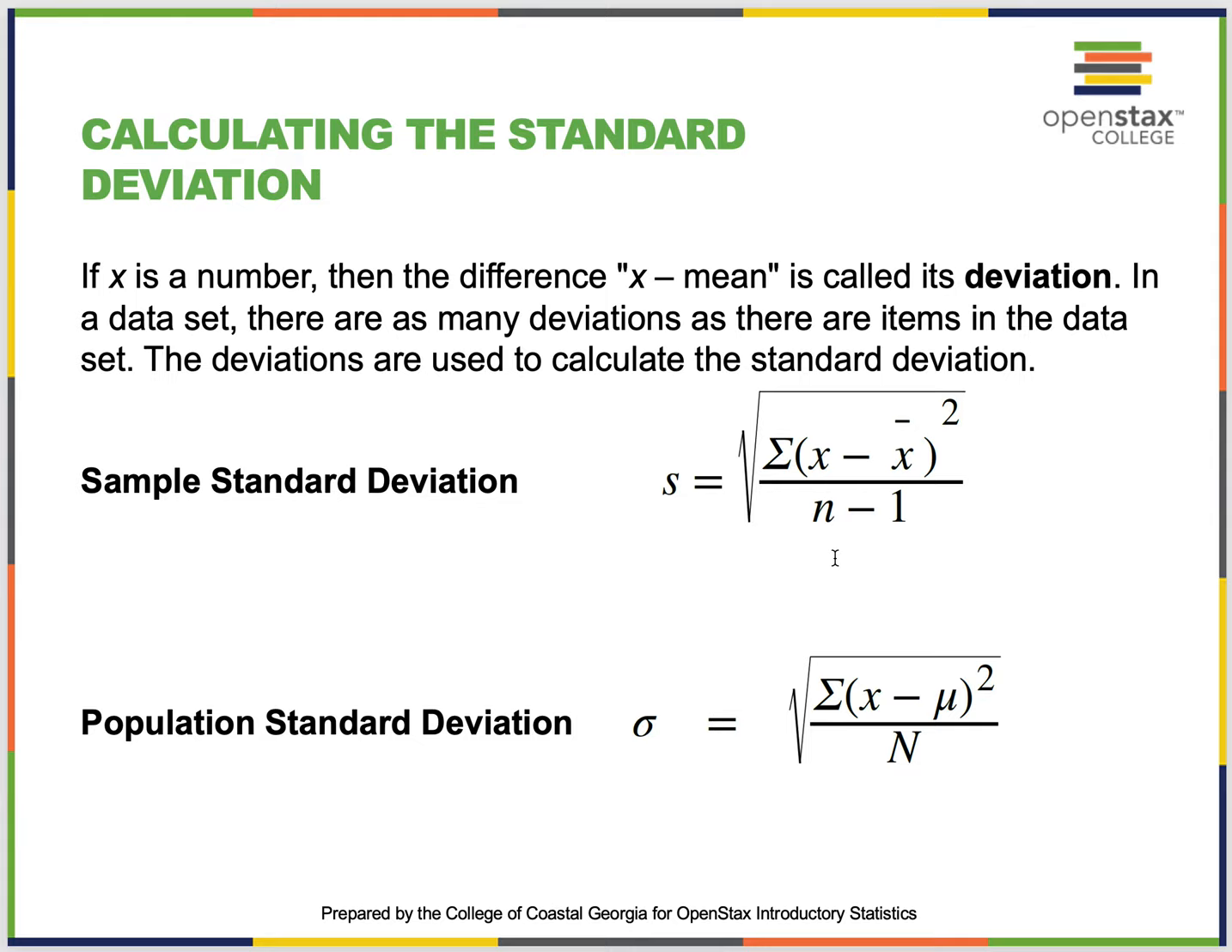You can prove it mathematically that dividing by n minus 1 is more accurate than dividing by n. For the population, you divide by n. For a sample, you divide by n minus 1. The larger n gets, the closer it gets to this. If n is like 1,000, dividing by 999 as opposed to 1,000 isn't going to make much difference.